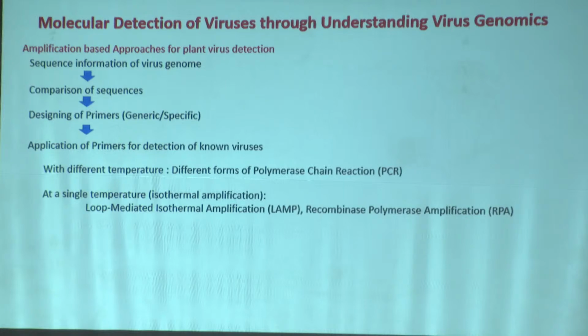So what is the basic thing, how we can relate the genomics with the detection? That is the amplification-based approach, and for doing that, first we need to have an idea about the sequence of the virus. So when we have the idea about the sequence, we can compare them and design primers, maybe generic or specific to a genus or a species. Then we have different means for the amplification, different temperature gradients to detect the viruses, in formats of polymerase chain reaction, and at a single temperature you can also detect the virus. Techniques are available.